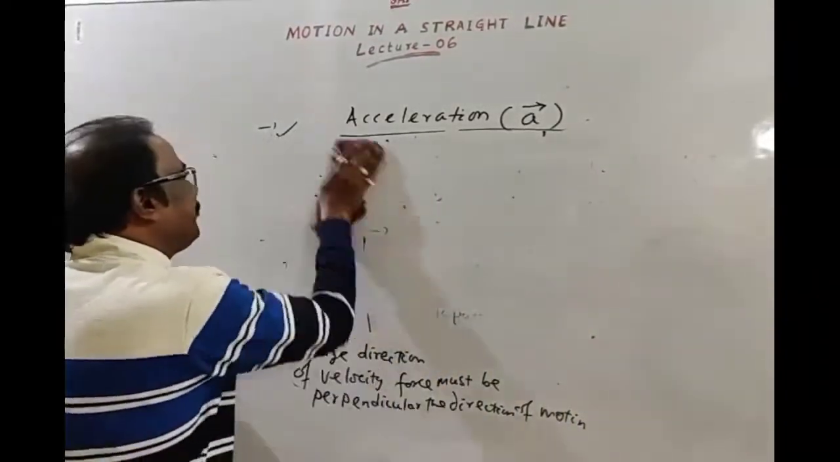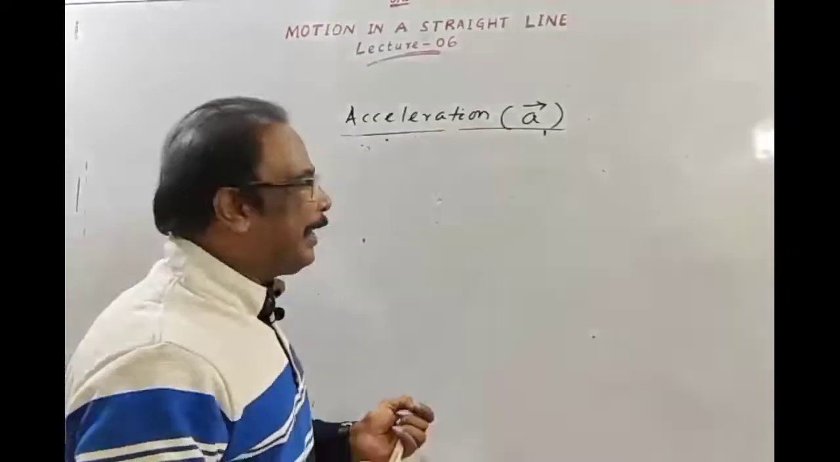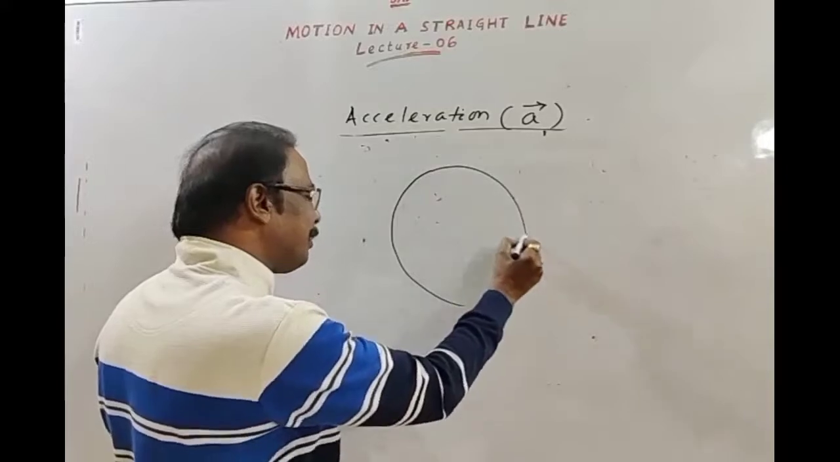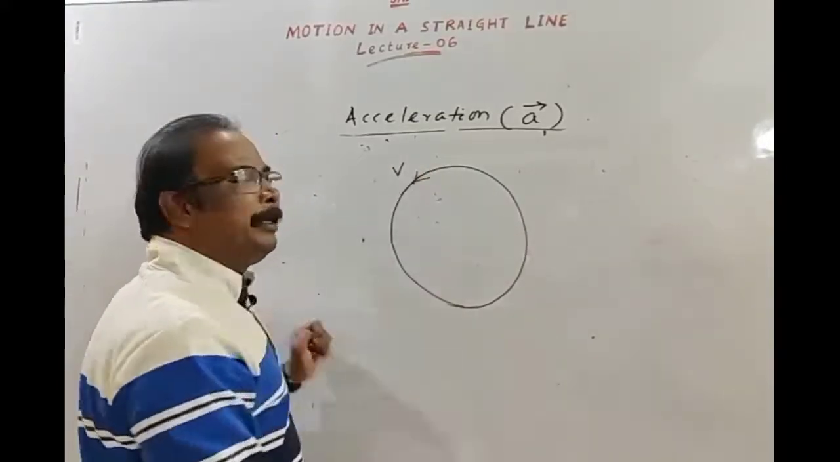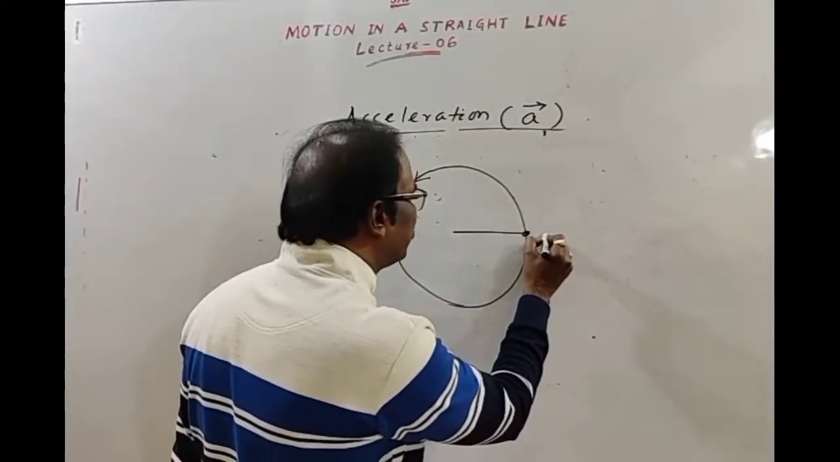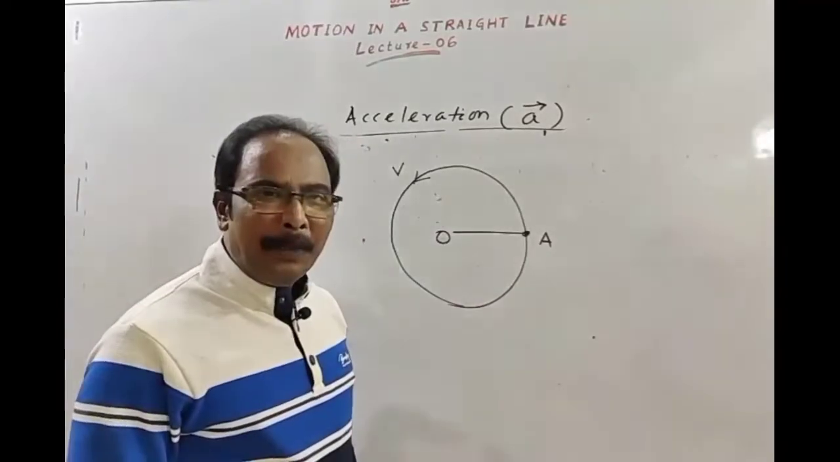We go through two-dimensional motion later. Suppose a body or a particle is moving along a circular path. Let the speed of the particle be v. At any instant, let the particle be at position A. This is the center of the circle, O.